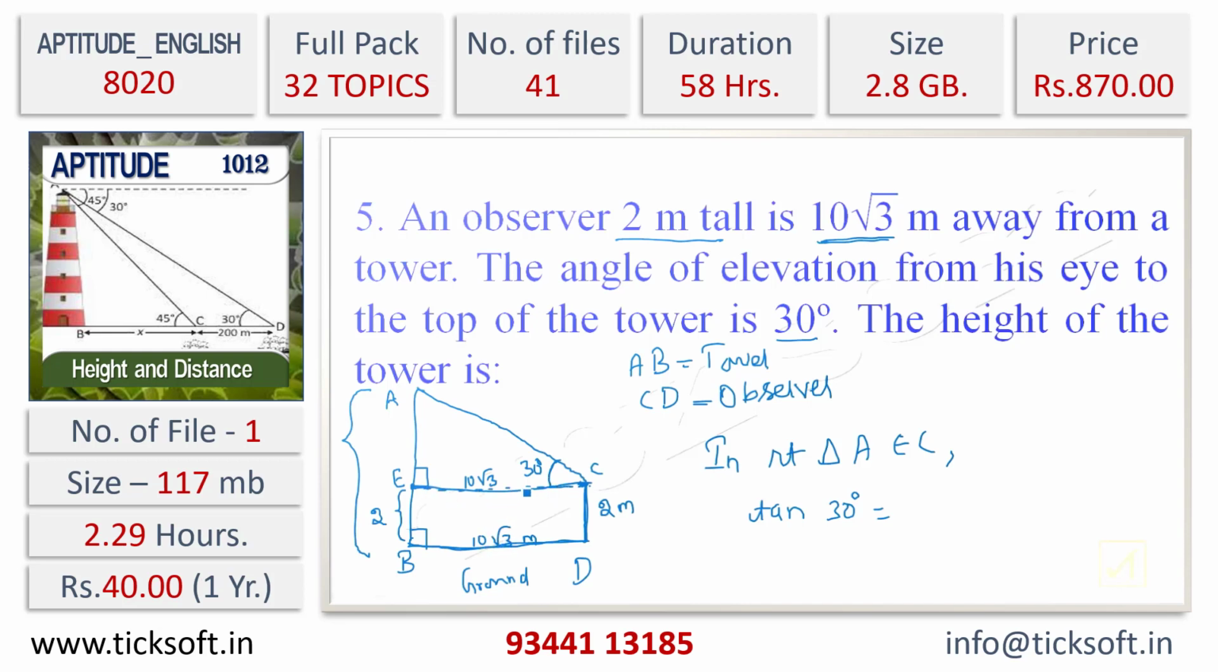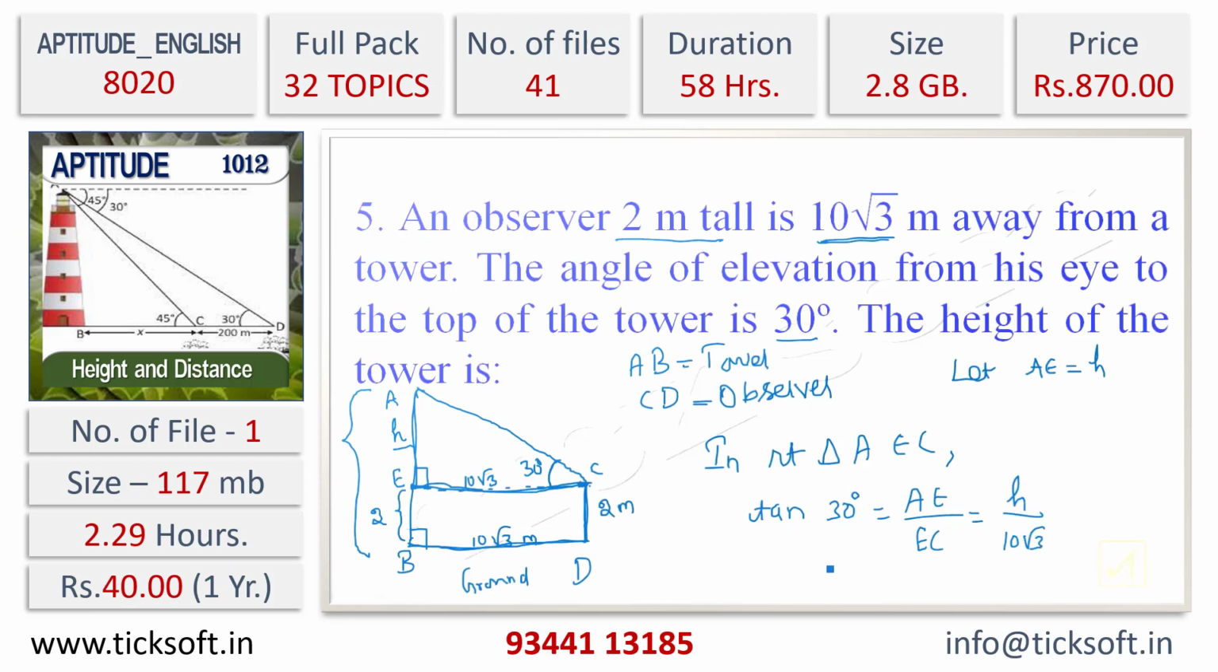So therefore this EC is equal to 10 into root 3. Now let us take this AE as the length. Let us take AE equal to H. So now tan 30 degrees in this right triangle will be equal to what? The opposite side of this 30 degrees is AE. So we get tan 30 degrees equal to AE by EC. Now this is equal to what? The value of AE here is H and the value of EC here is 10 into root 3. So we get tan 30 degrees equal to H by 10 into root 3.